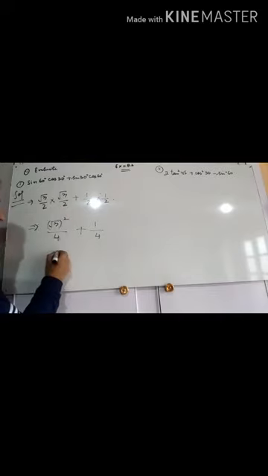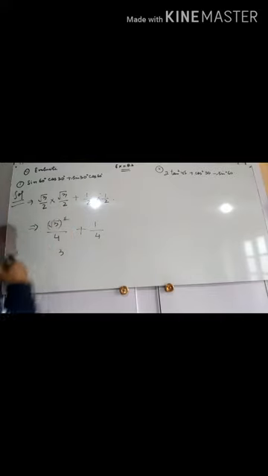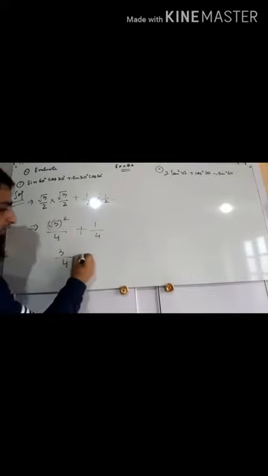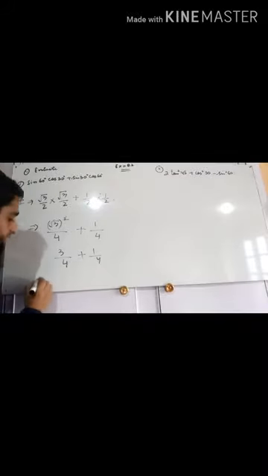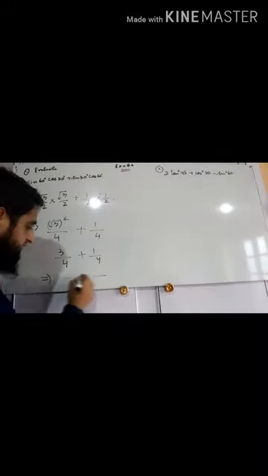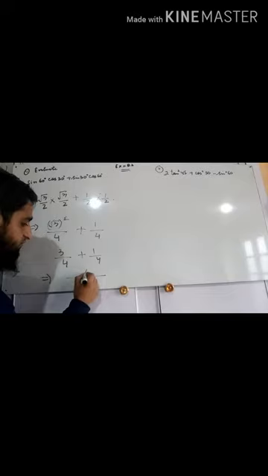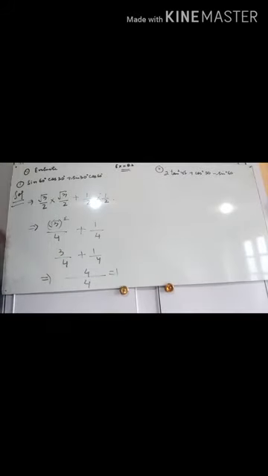Root 3 square is 3, and the 4 stays in the denominator. 1 by 4 is the other fraction. 3 plus 1 is 4. 4 by 4 is 1. This is the answer of this question.